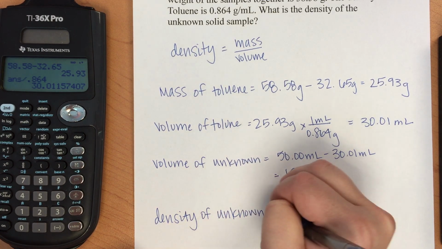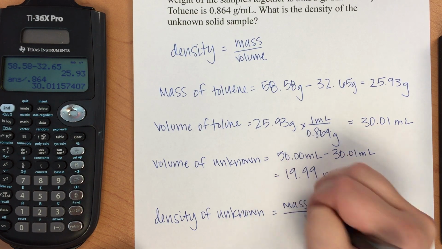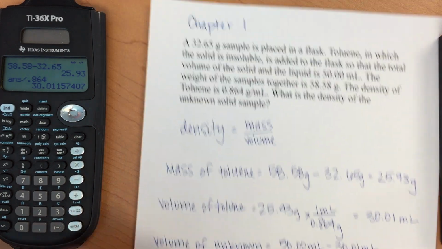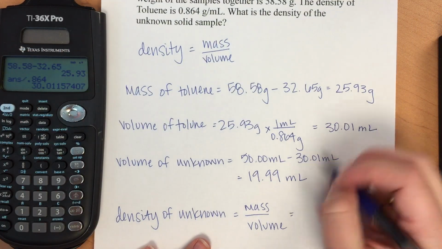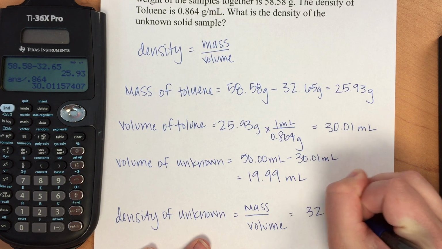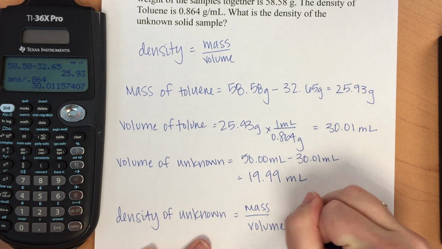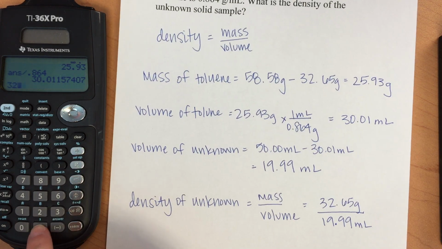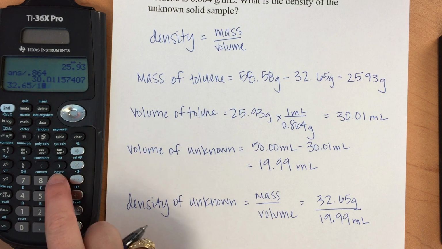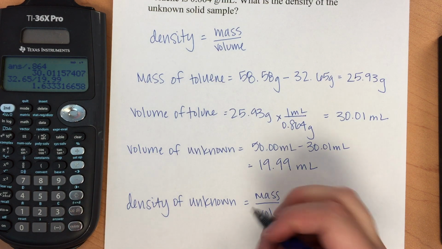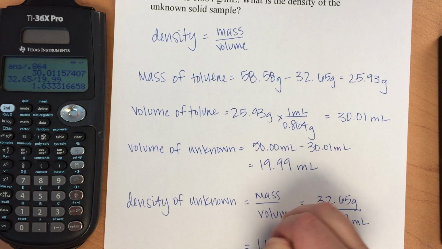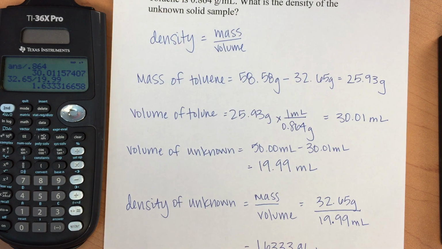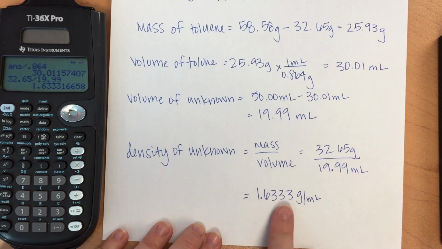So the density of the unknown is equal to the mass divided by the volume, which in this case is the mass directly out of the problem, which is 32.65 grams, divided by the 19.99 milliliters, and we get a density of 1.6333 grams per mL.